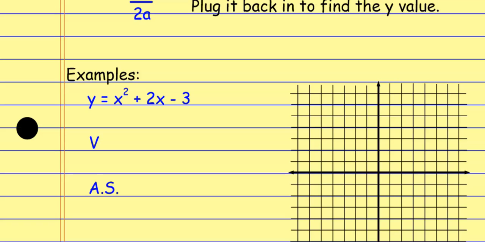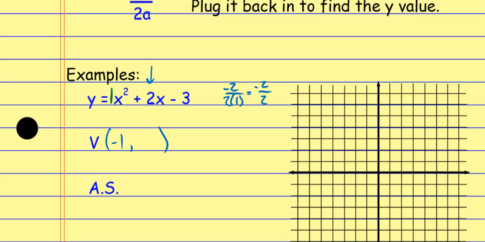For example, if I look at something like this guy, the first thing I want to do is find the vertex. And again, the vertex is an ordered pair. To find the x value for the vertex, I'm going to do opposite of b over 2a. So right here, the b value is a 2. The opposite of that is a negative 2, so opposite of b over 2. And then a is right here, in front of the x squared. That's 1. So now what I have is negative 2 over 2, which is negative 1. So that's the x value for the vertex.